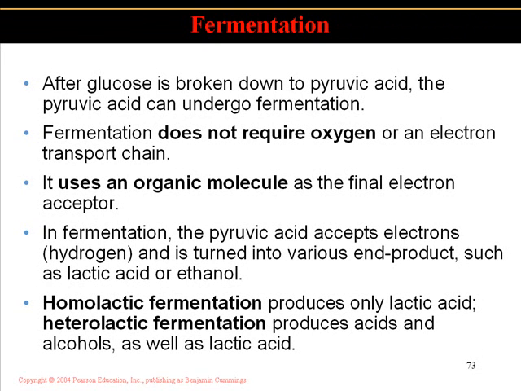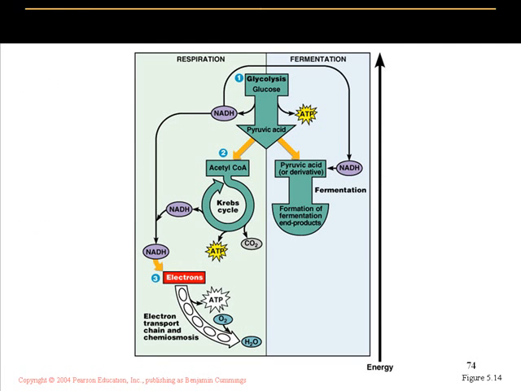Now, in homolactic fermentation processes, what is produced is lactic acid. Lactic acid, as a byproduct in the human system, can become toxic at some point, but we'll go into a little more detail about that later on. Heterolactic fermentation produces acids and alcohols as well as lactic acid. So you should know the differences in those two types of fermentation, homolactic producing lactic acid only, and heterolactic producing acids and alcohols. That'll become important later on when we talk about different microorganisms that use these two different types of fermentation processes.